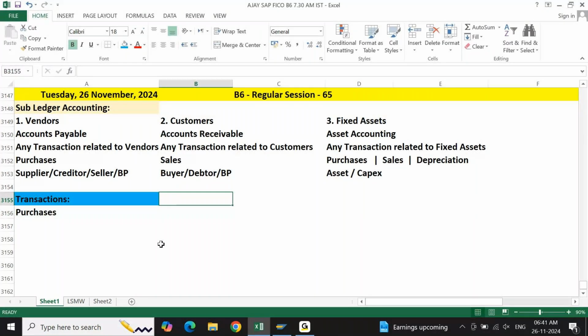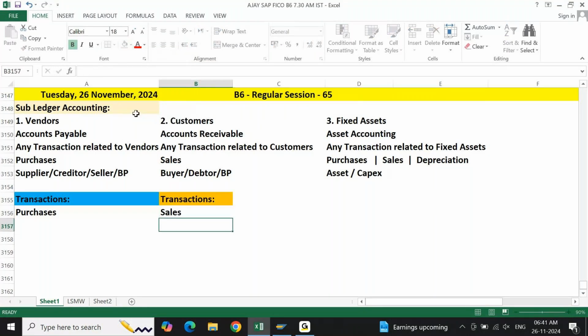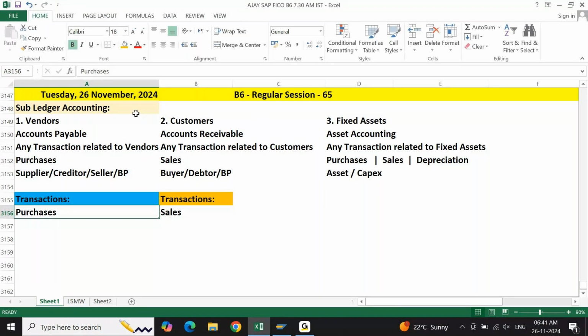Similarly, when you're talking about customer, what will we do with a customer? Sales. Selling of goods or services. So we will understand these two points first. Once we understand these two, you will easily understand what a fixed asset is. Now, whenever you are making any purchases, in general, in any country, are you subjected to pay tax or not?